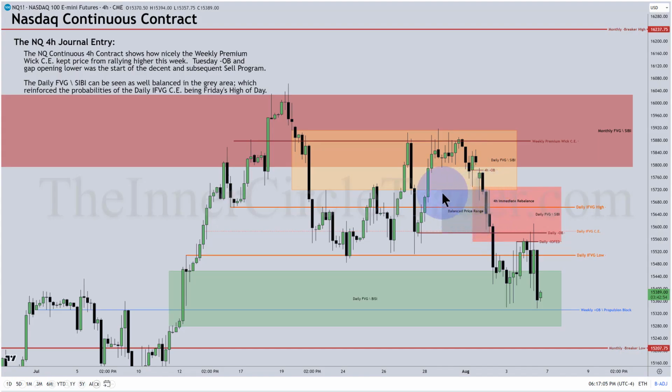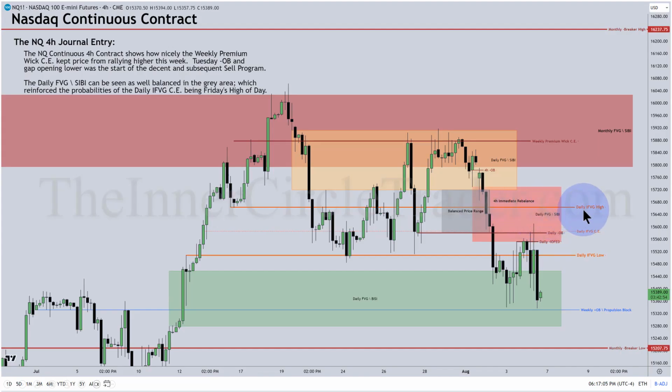This area in here is indicating that inside of this daily fair value gap SIBI, there's a little bit more detail as to why we would not reasonably expect the daily chart to see price action go above that daily inversion fair value gap high. Why? Look closer. From this candlestick's low to this candlestick's high, that is your daily fair value gap SIBI.